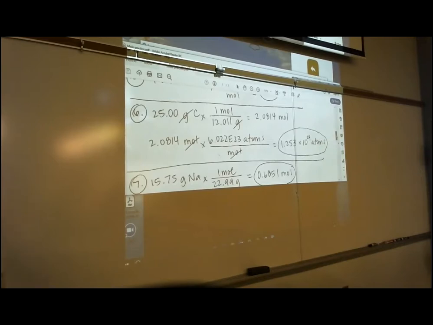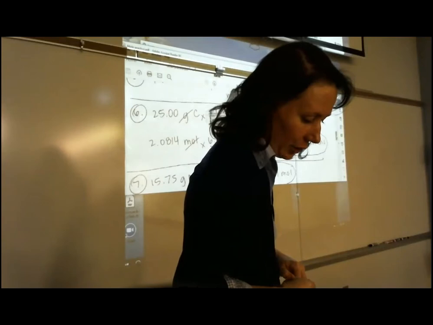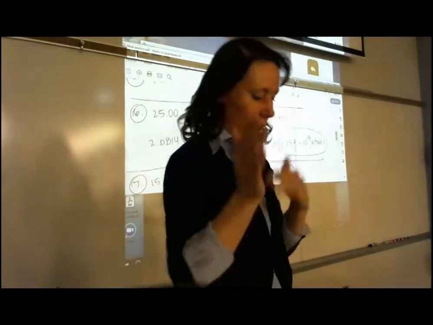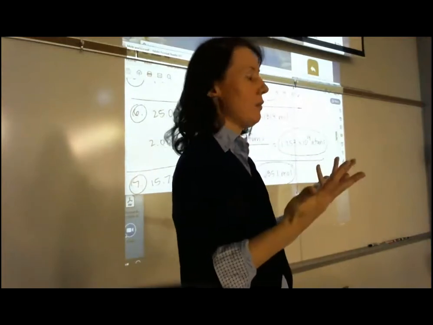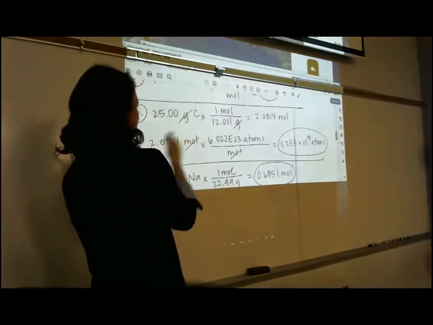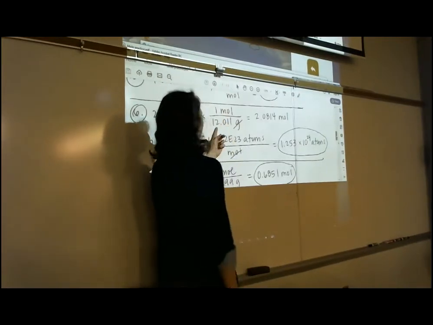6 is a 2-part problem because the problem says, how many carbon atoms are contained in a 25-gram sample? You can't go straight from grams to atoms, right? That's not something you're capable of doing. You go grams to moles and then moles to atoms, right? So I converted grams to moles using the molar mass, right?